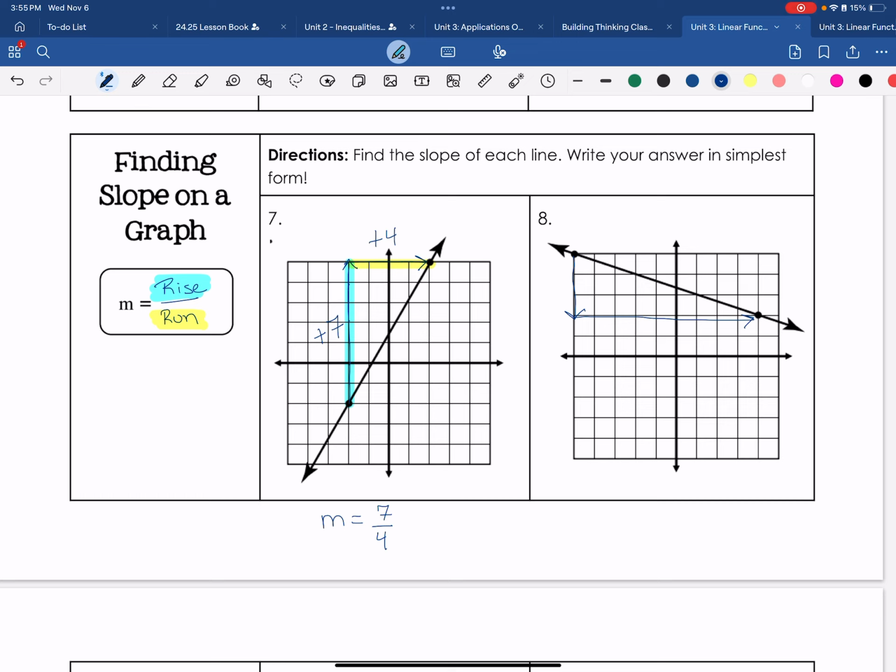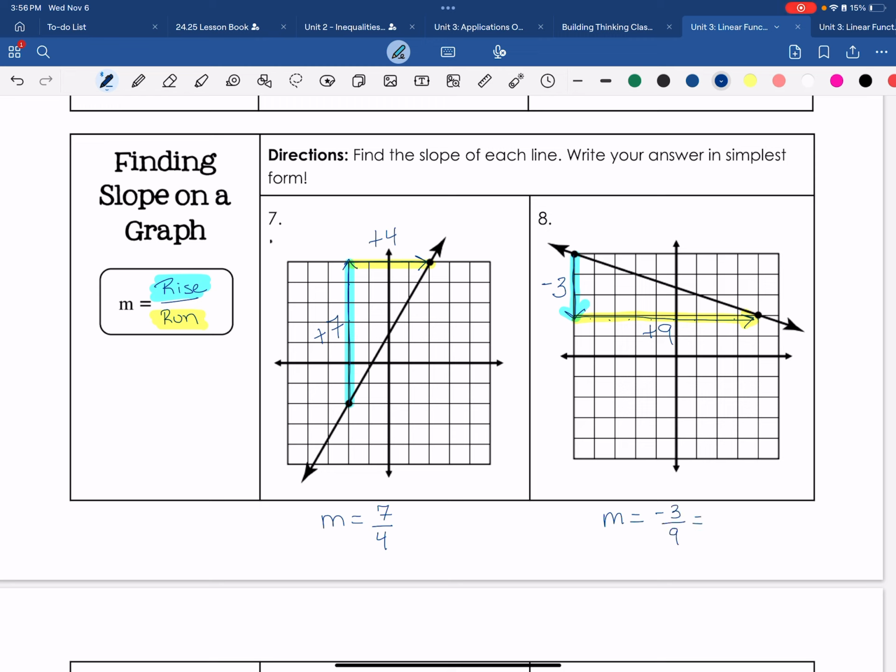Notice I went down 1, 2, 3. So subtract 3 or negative 3 because I went down 3. And now I'm going to the right, 1, 2, 3, 4, 5, 6, 7, 8, 9. So plus 9. So when I find my slope, I say m equals, again, it's my rise, which is this blue line, over my run, which is this yellow line. So I'm going to do my rise, which in this case is negative 3, over my run of positive 9.